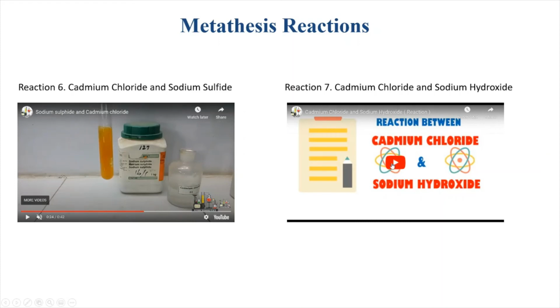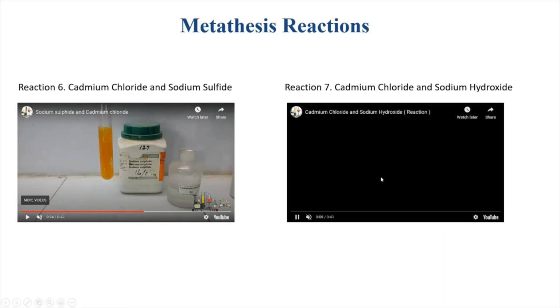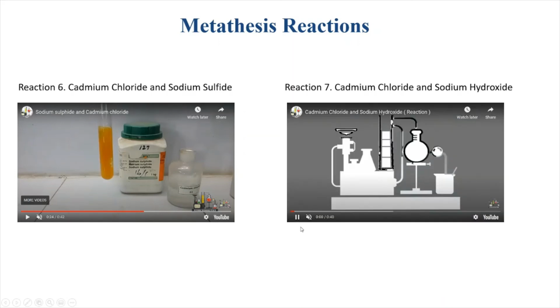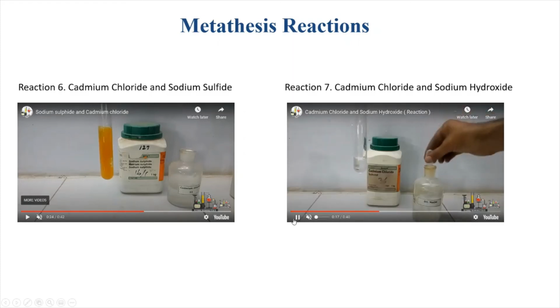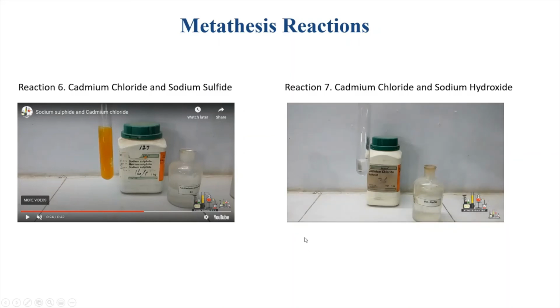Okay, now let's look at cadmium chloride and sodium hydroxide. So in this reaction setup, we have the cadmium chloride in solution. It's a nice colorless solution. And we have the sodium hydroxide, which is also a colorless solution. And we're going to add them together. We're going to add the sodium hydroxide into the cadmium chloride.